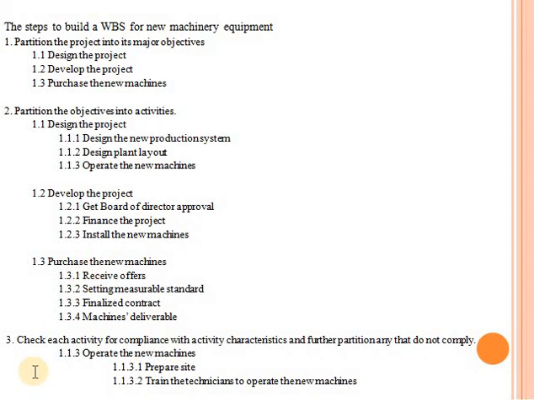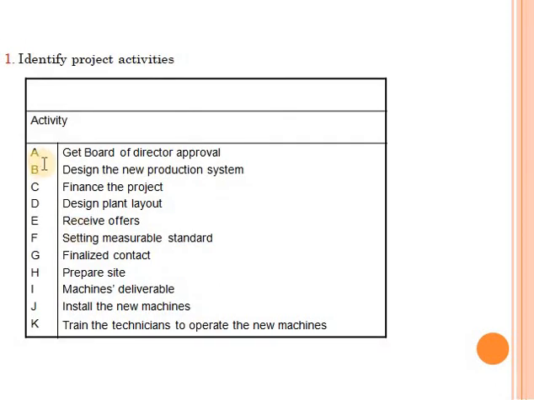This was the first step, then I added the activities. Then I need to get the lowest level, which is the activities. If I want to create a table that will show me all the activities, it will be the things that are on the lowest level. Let's see here. I will say that this is the first activity, get board of director approval. I will refer to it as activity A. Then B, design the new production system. So by breaking down the project, I was able to get the activities which are on the lowest level.